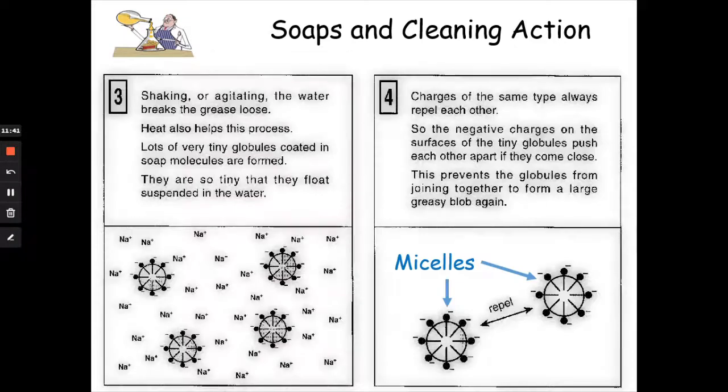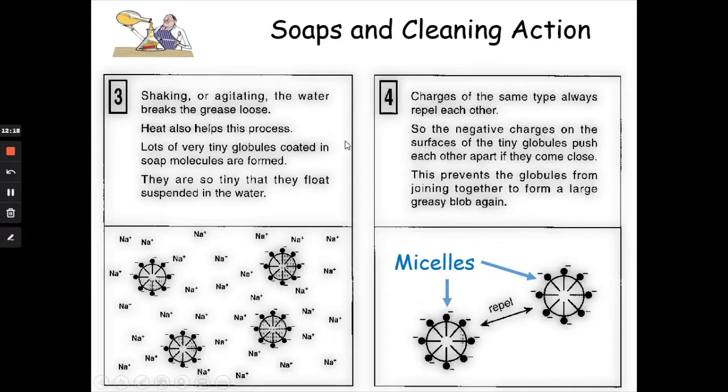Okay, so we're now going to look at steps 3 and 4. In step 2 we had our hydrophobic tails dissolving in the grease and the ionic heads dissolving in the water. When we shake or agitate the water, that helps to break the grease loose. So you might realise that if you just pour some washing up liquid onto your frying pan and then try and rinse it, it's not really going to help to get the grease loose. You have to agitate it, and so using a sponge to scrub helps this process, and heat also helps this process. So that's why we tend to use hot water when we're doing the washing up.